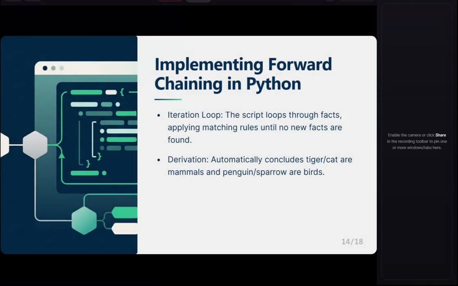In your Python lab, you'll see forward chaining implemented as an iterative loop. It scans the facts, applies matching rules, and repeats until the knowledge base stops growing. This repeat until no changes pattern is the hallmark of data-driven reasoning in code. It's thorough and leaves no stone unturned.